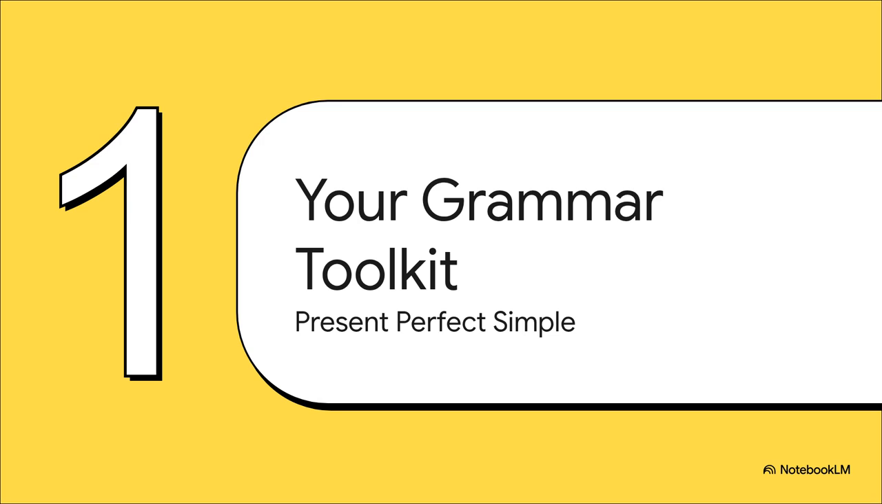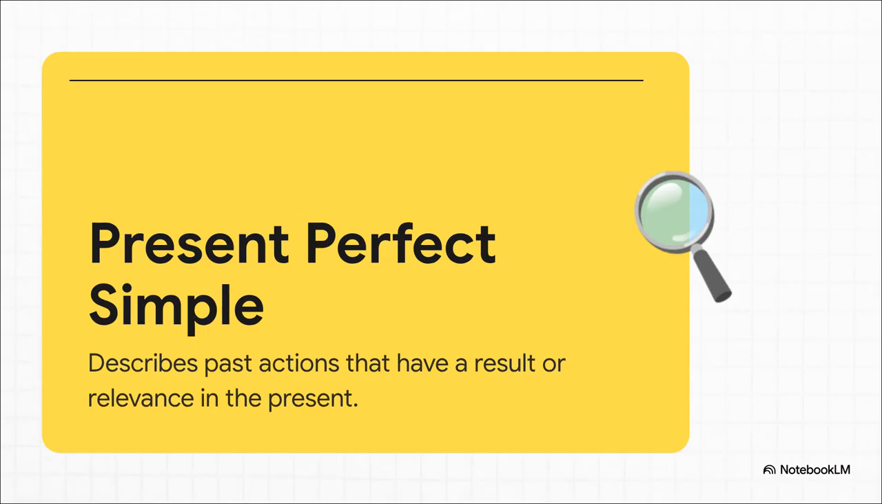The special tool we're going to be using is called the present perfect simple. I know, the name might sound a little complicated, but trust me, by the end of this, you'll see it's actually pretty straightforward. So, what does this thing actually do? Well, it's all about making a connection. The present perfect simple is like a bridge that links an action from the past to a result in the present.